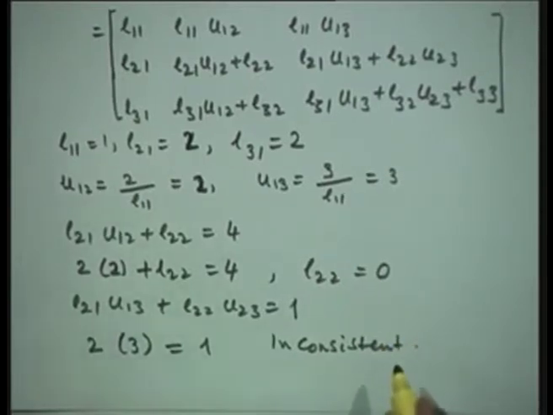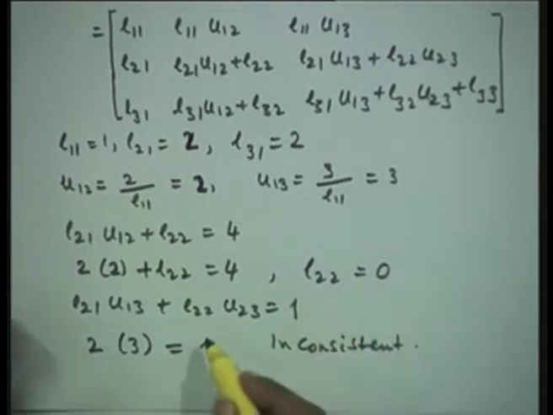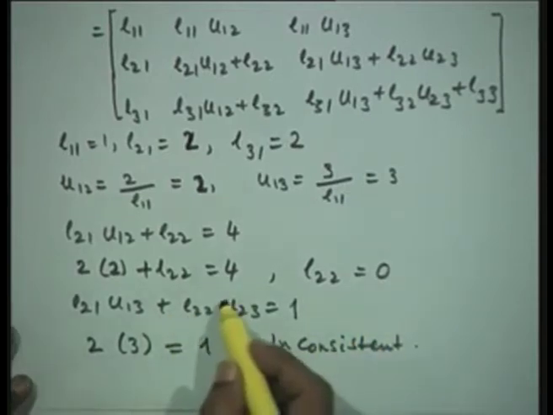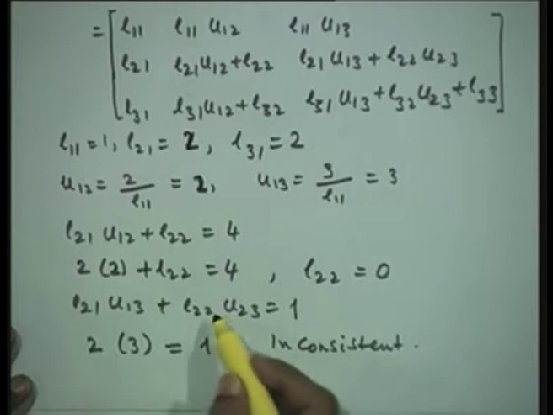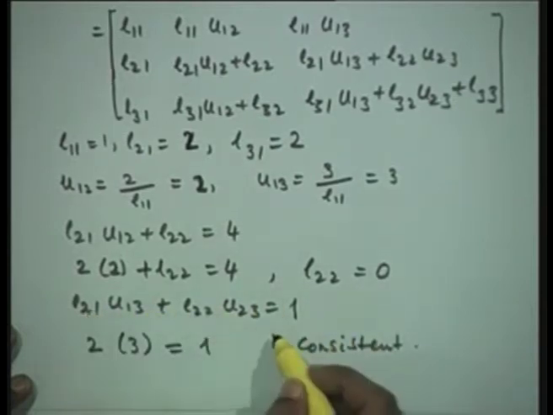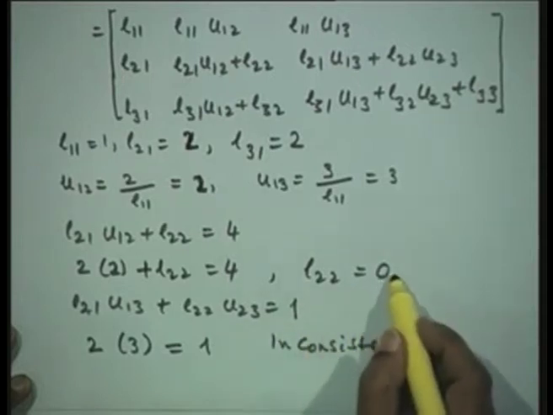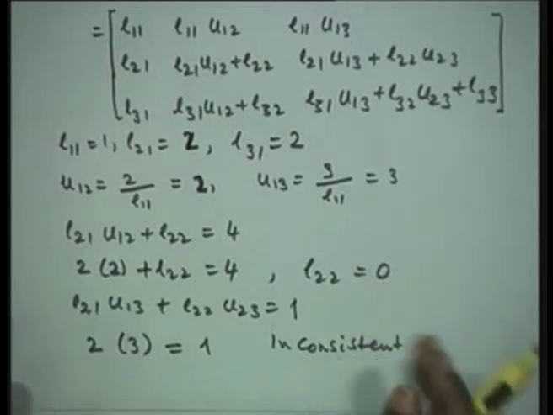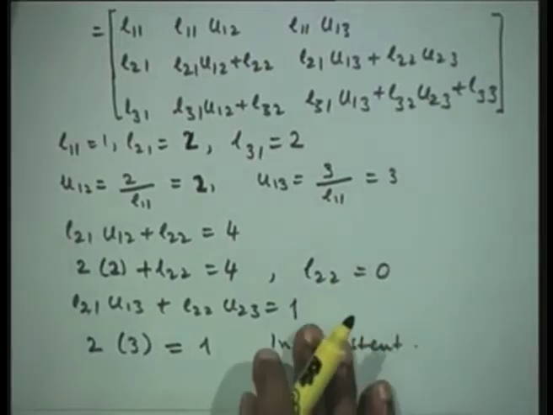Of course, in actual computation on a computer it would divide, because we are doing it by hand. So, we are able to see that it is 0 and inconsistent, but in actual practice it is going to take L21 U13 to the right hand side, divide by L22. Therefore, division by 0 comes and overflow in the computation would immediately arise. So, the inconsistency would come from such a situation.